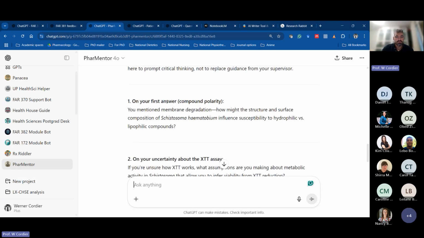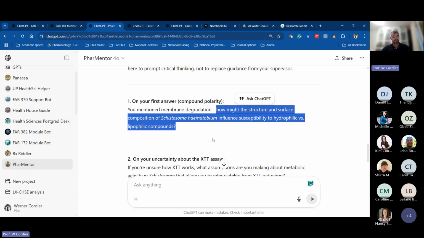So for the first answer, because I mentioned membrane degradation, it now starts to pose questions about how this happens. So once again, it's not providing an answer of you're correct or incorrect, because that would be a difficult vetting process, but it goes on further.